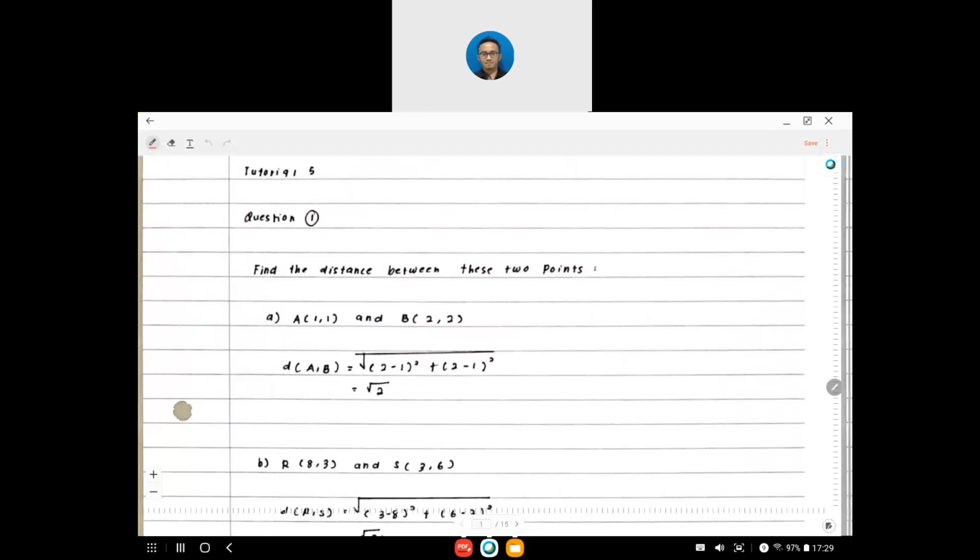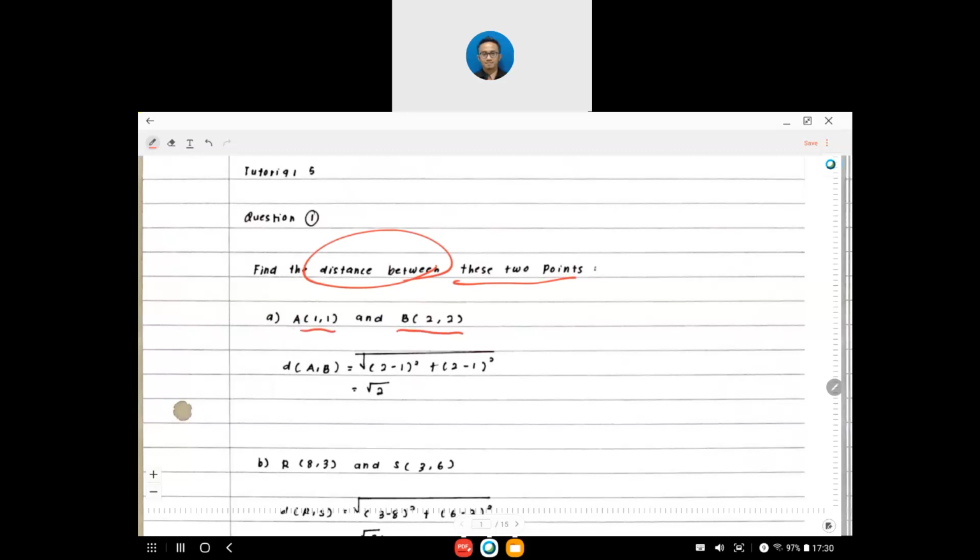So today we continue our tutorial discussions on chapter 5. For question 1, find the distance between these 2 points. It's given in terms of point A and point B. Point A equals (1, 2). Point B equals (2, 2).